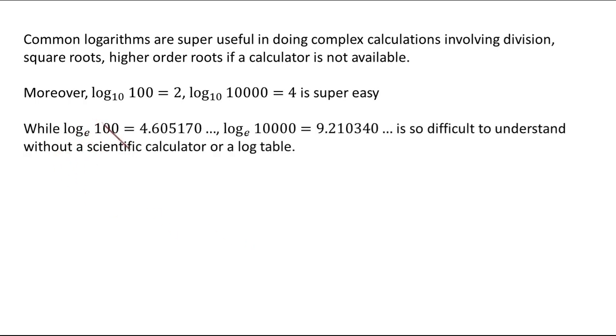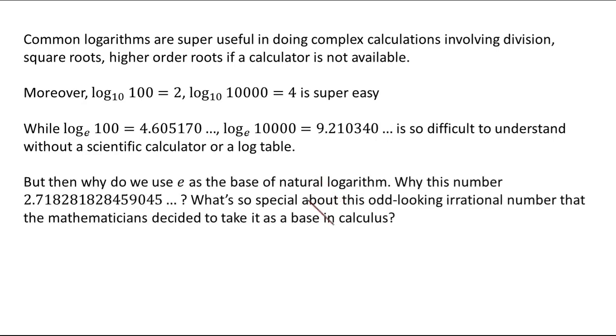While log 100 to the base e is 4.6051 and so on, log 10,000 to the base e is 9.21, which is so difficult to understand. So if you don't have a scientific calculator or a log paper, you won't be able to even find this out. So the question is, then why do we take e as the base of natural logarithm? Why is this particular number taken as the base of natural logarithm?